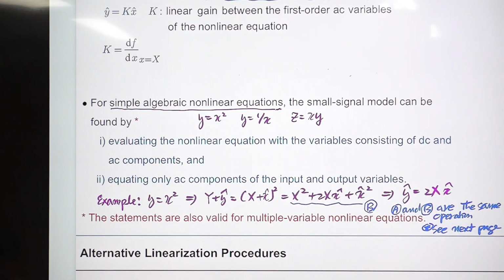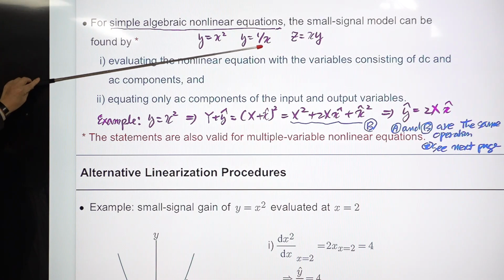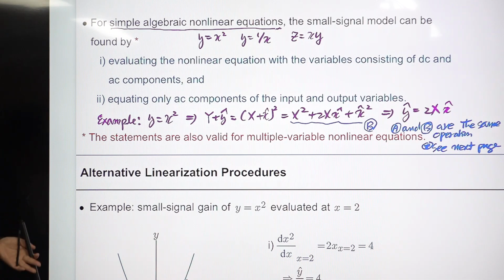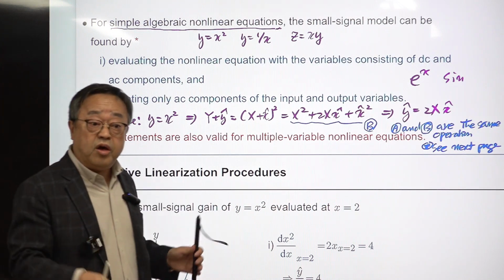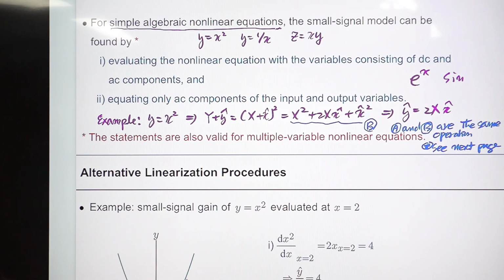And the punchline here is this sentence: for simple algebraic nonlinear equations, where simple algebraic means something like y equals x squared, y equals 1 divided by x, g equals x times y. This is called a simple algebraic equation, right? But this also applies to something like this. This is a transcendental function. In Korean, we call it 초월 함수. 초월 means exceeding something, so something special.